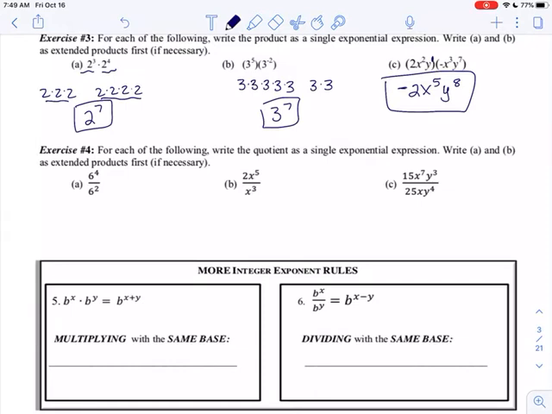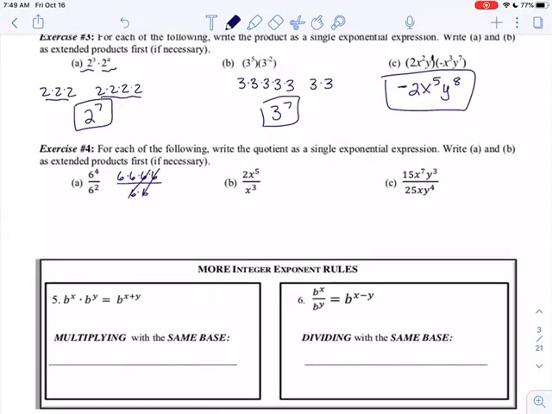All right, so exercise 4. For each of the following, write the quotient as a single exponential expression. If you want to write them as extended products first, you can. So 6 to the 4th means I have 4 6's. 6 squared means I have 2 6's. These get canceled out, and I'm left with just 6 squared.